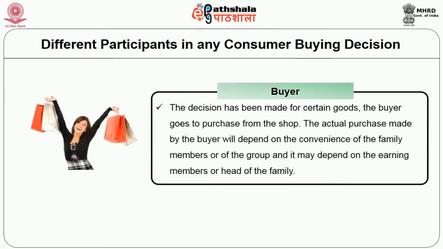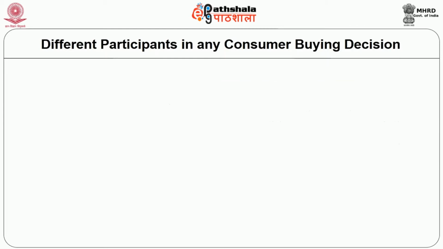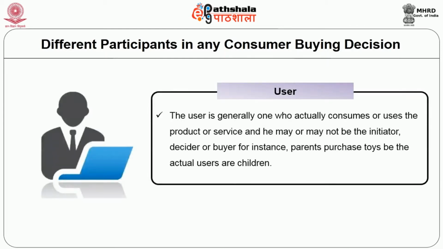Buyer. The decision has been made for certain goods. The buyer goes to purchase from the shop. The actual purchase made by the buyer will depend on the convenience of the family members or of the group, and it may depend on the earning members or head of the family. Next, the user. The user is generally one who actually consumes or uses the product or services, and he may or may not be the initiator, decider, or buyer. For instance, parents purchase toys, but the actual users are children.